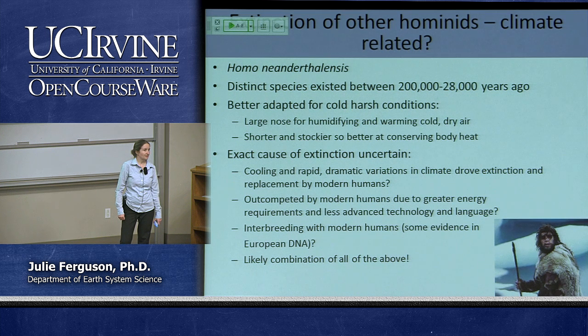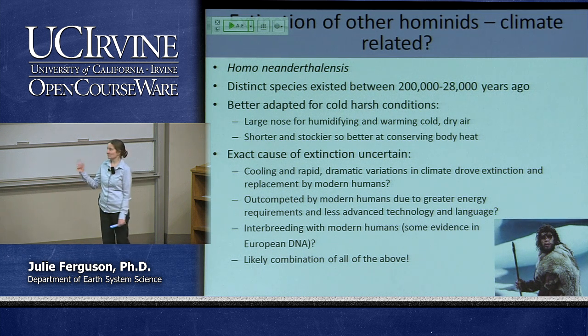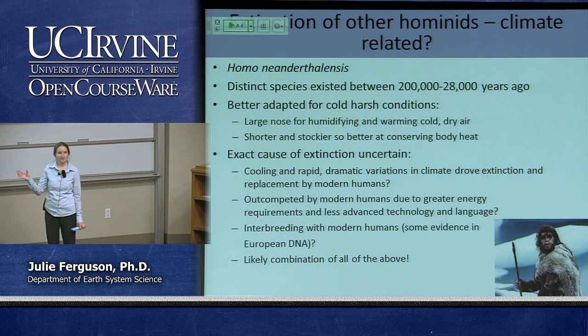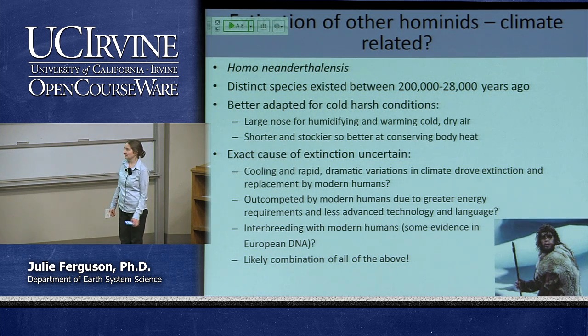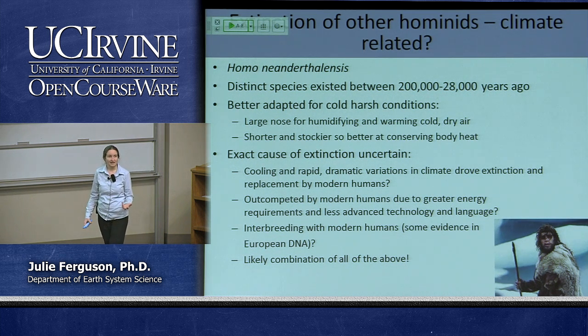One of the ideas was that there might have been interbreeding between the two, and it might just have sort of merged the populations. The genetics behind that says that it maybe happened sort of 50,000 years ago. So Europeans maybe have sort of 1 to 4% of their DNA sort of shared with Neanderthals, but probably not more than that. But really, again, it's probably a combination of all of those yet again.